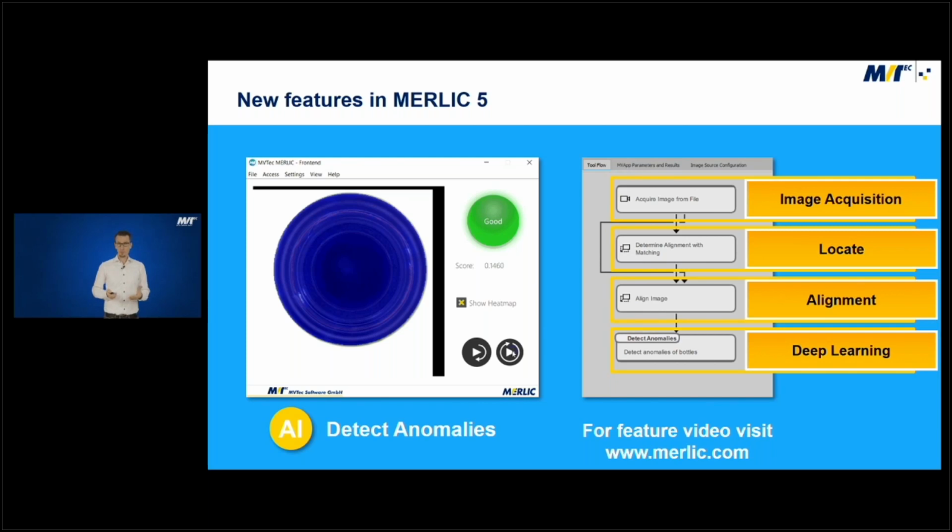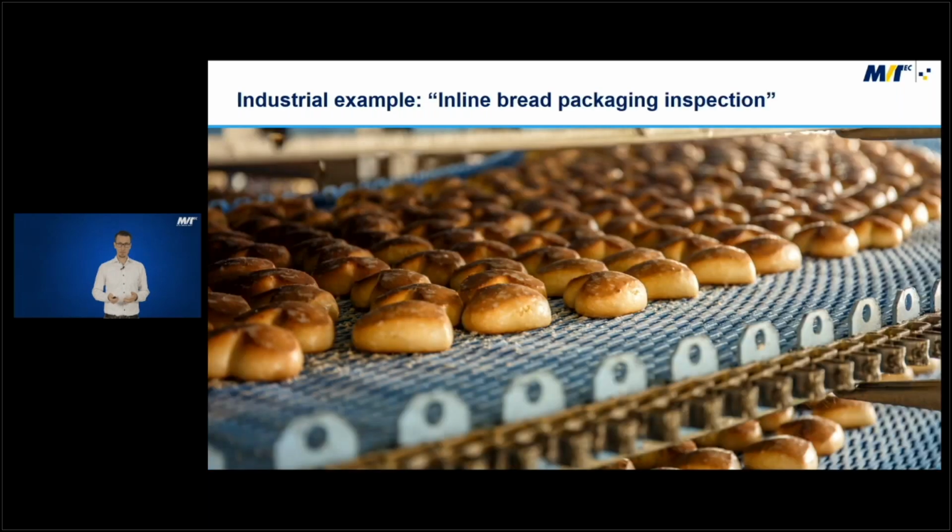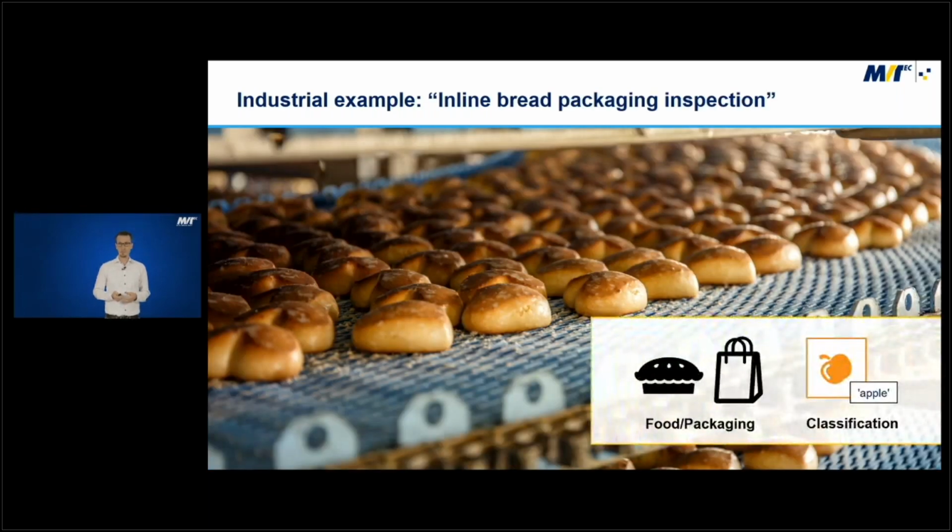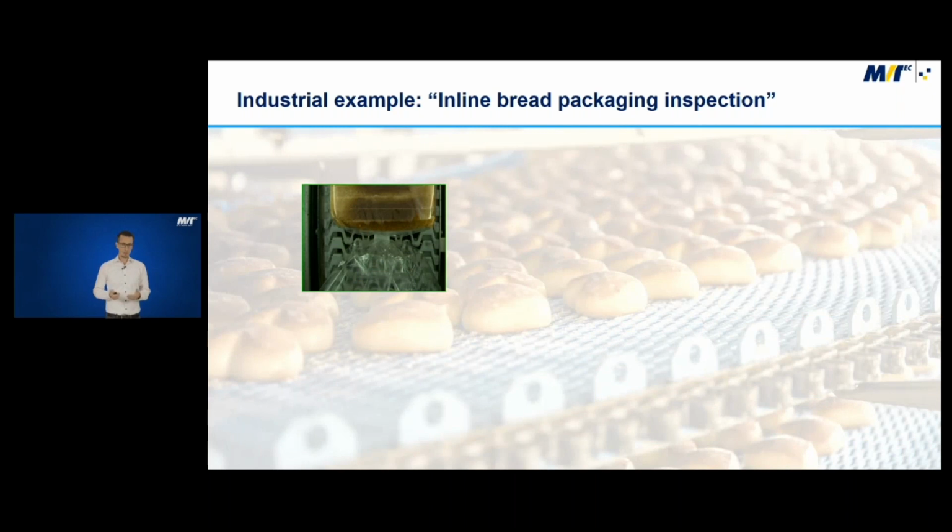And I brought with me some real-life applications we solved with our new features in Merlic. The first one is out of the food and packaging production industry, and we used the classification for solving the job. The task was to find these small clips which close the seal, the package of this toast package.